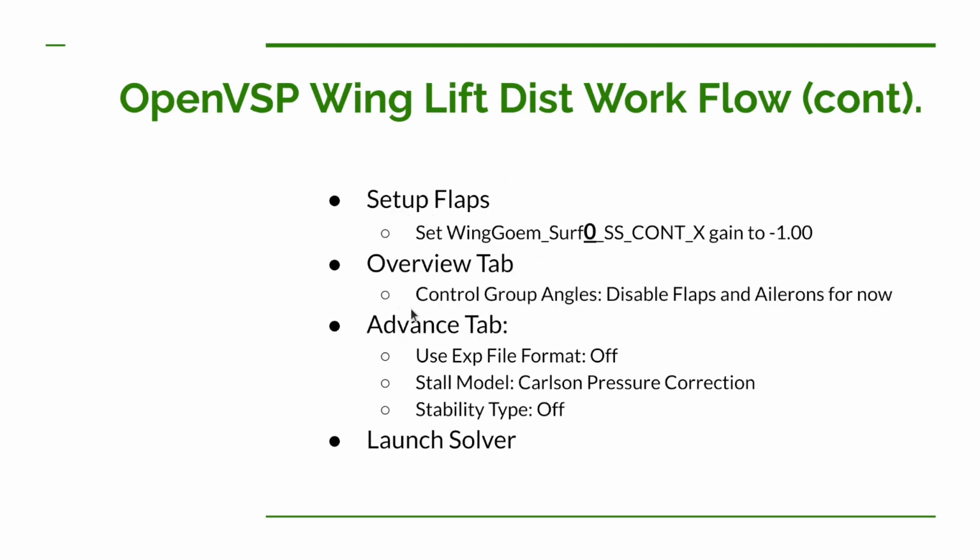In the Advanced tab of VSP Aero, we're going to use the normal file format, not the experimental one. For the stall model, we'll use the Carlson pressure correction, and we will not do any stability analysis, and then we'll launch the solver. Now, I don't really want this to be a tutorial. A tutorial would take a lot of time, and we've already chewed up quite a bit of time in this video. So I'm just going to fast forward through this process. I'll show it to you, but it'll be fast forward. So let's get to it.